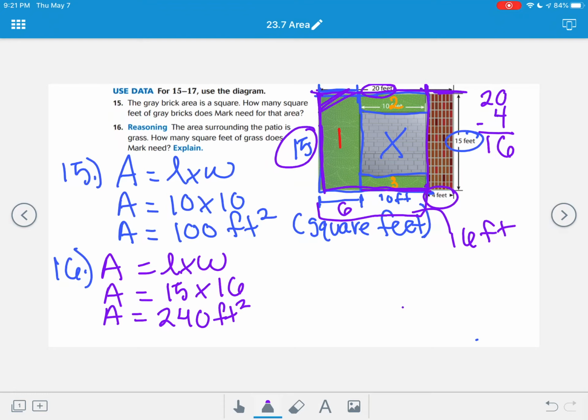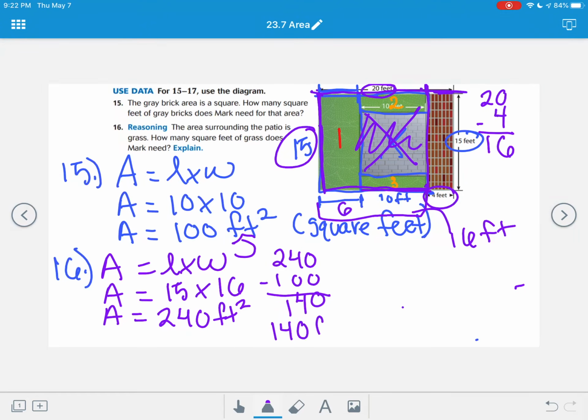Now, that's not my final answer because that's covering this entire area here. We don't want that though. We need to get rid of the gray square in the middle. Well, from our previous problem here, we found that that's 100 square feet. So what I need to do now is take that total area, 240 feet squared, minus 100 to get rid of this middle patio. And that tells me that it's 140 feet squared. So my total for just the grass is 140 feet squared. That's just the green grass area.